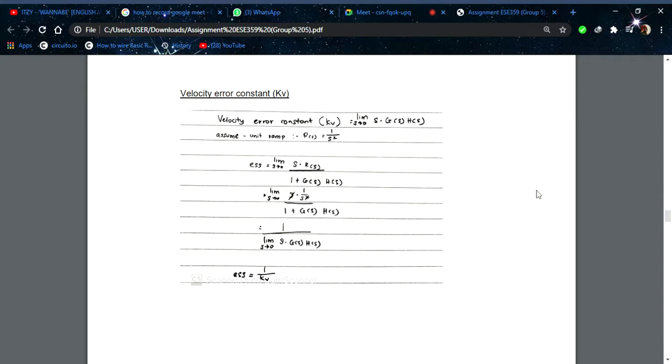For velocity error constant Kv, which is lim s to 0 of s multiplied by G(s) multiplied by H(s). Assume unit ramp, which is R(s) equals 1 over s squared. ESS equals lim s to 0 of s times R(s) over 1 plus G(s)H(s). We substitute R(s) with 1 over s squared. Then we cancel the s squared with s. Then we can get 1 over lim s to 0 of s G(s) H(s), so we can get ESS equal to 1 over Kv.